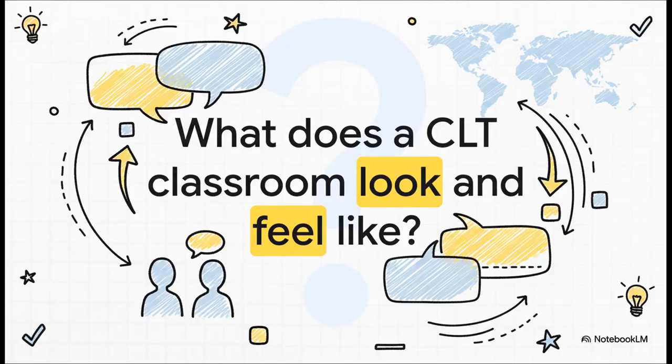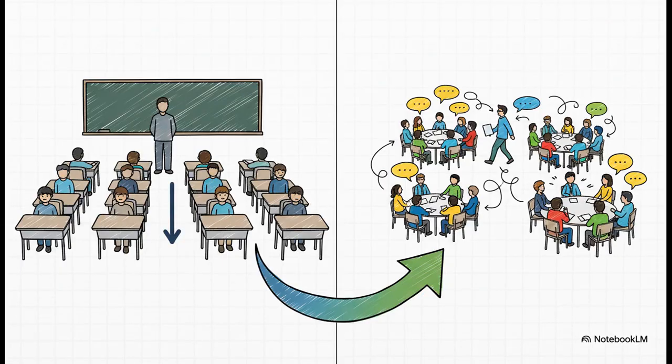Well, the biggest difference is the shift from just sitting there and listening to actually getting up and doing something. A CLT classroom is usually pretty busy, a little noisy, and just full of interaction. So instead of seeing desks in perfect rows all facing a teacher, you're much more likely to see students working in pairs or small groups, actually talking to each other. The whole focus is on completing tasks that force them to communicate, to figure out what the other person means, and to work together, just like you have to do out in the real world.